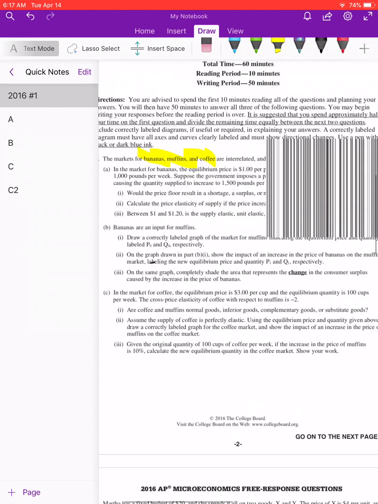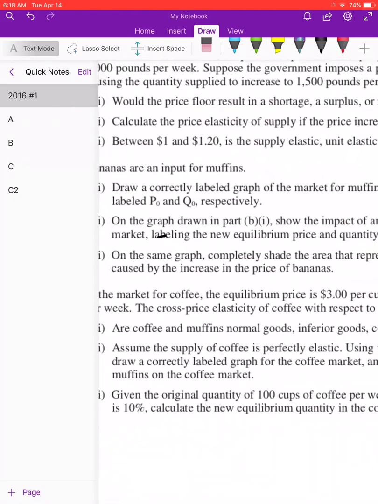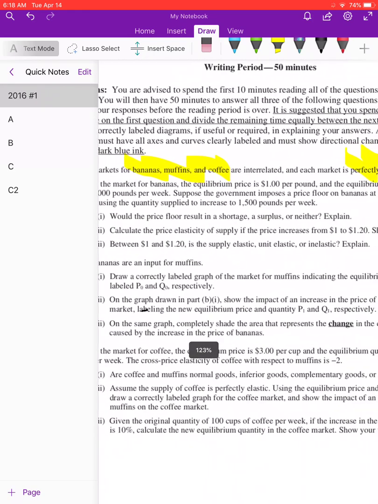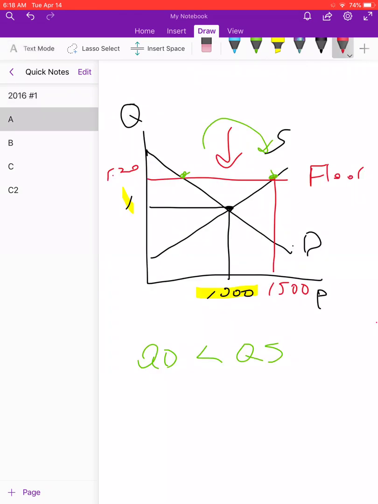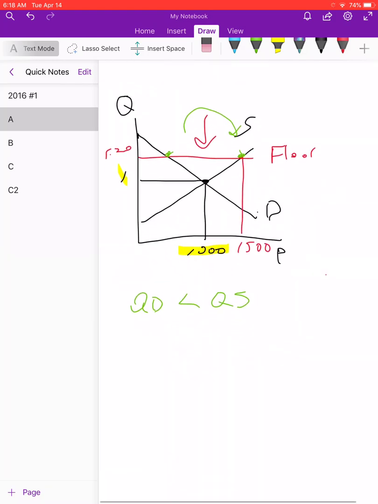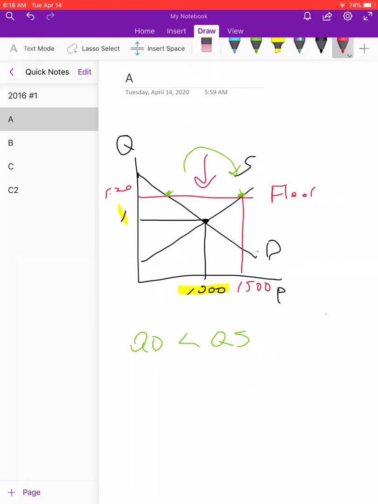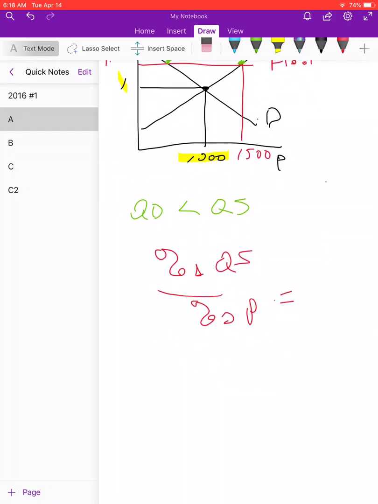So now here in part 2, it says calculate the price elasticity of supply when this changes. Then it asks us, between $1.20 and $1, is the supply elastic or inelastic, and explain. Okay, so in order to do this, we have our formula, and so without further ado, let's do this. We have our percentage change in quantity supplied divided by percentage change in price, and that equals your outcome here. In order to do this, we're going to have to do the math.